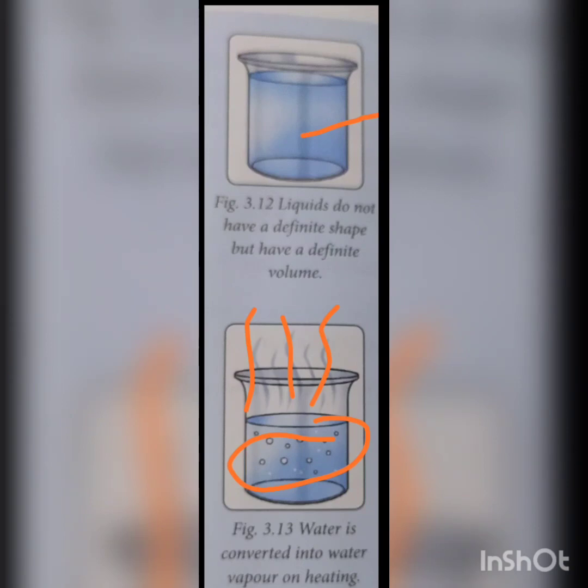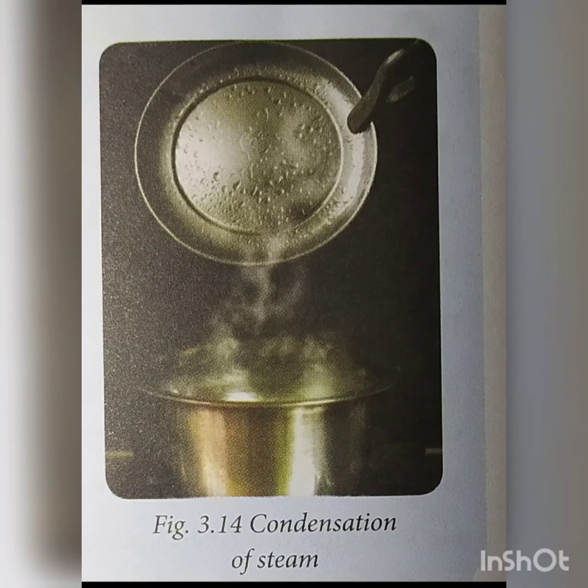So we can conclude that solids have a definite shape and definite volume. Liquids do not have a definite shape, but they have a definite volume. Gases neither have a definite shape nor a definite volume. Let us do one more activity to show the condensation of the water vapor.